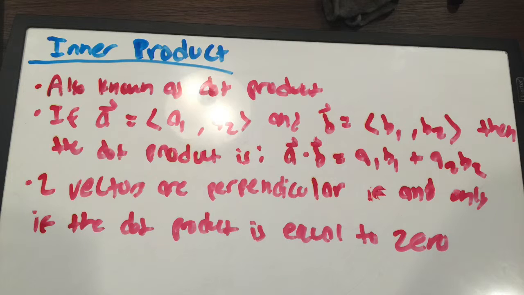The inner product is also known as the dot product. If vector A equals A1, A2, and vector B equals B1, B2, then the inner product is vector A times vector B, which will equal A1 times B1 plus A2 times B2. Two vectors are perpendicular if and only if the dot product is equal to 0.